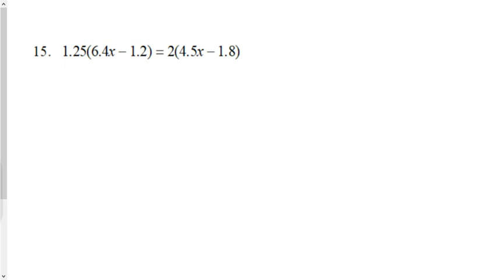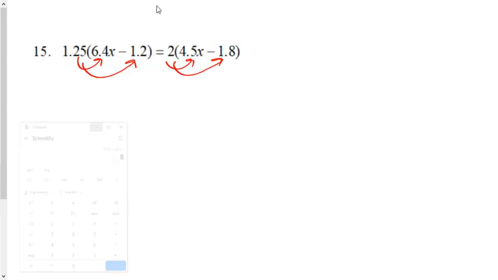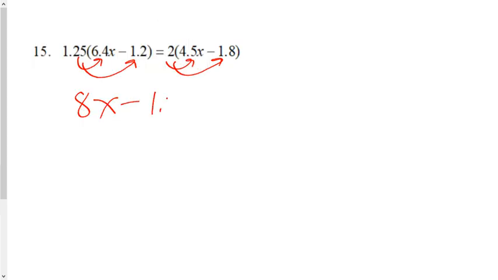Question 15, distribute a property with variables on both sides. Expand both sides. 1.25 times 6.4 equals 8, so 8x minus 1.25 times 1.2, minus 1.5 equals 9x minus 3.6. So when you expand properly using the distributive property, you get that.